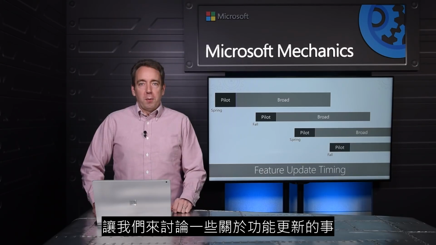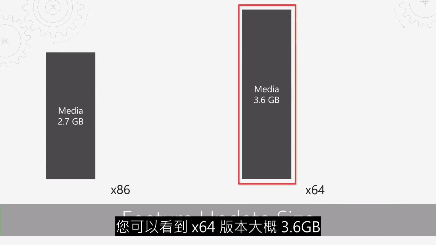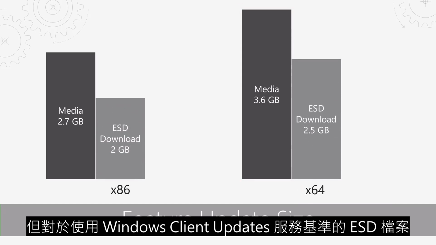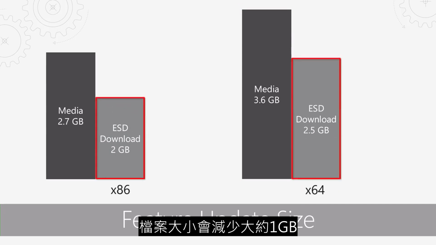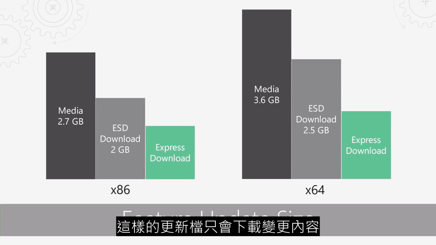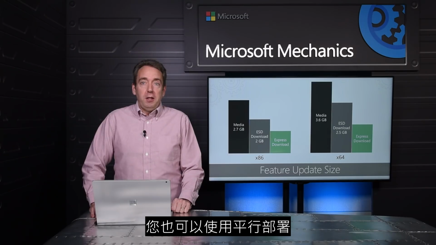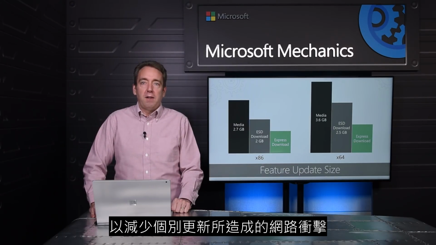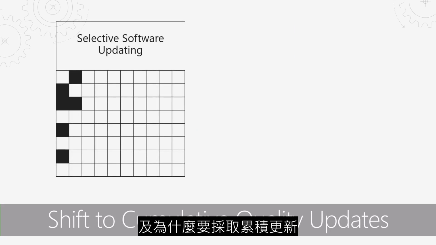So let's switch gears and talk a little bit about feature updates. If you look at the size of feature updates on media, you'll see that they're about 3.6 gigabytes for x64. With the servicing-based approach using ESD files for Windows client updates, the sizes are roughly a gigabyte less. Starting with Windows 10 1709, we'll reduce the download sizes by around another 35% using Express feature updates, which will download only the files that have changed. Additionally, you can use peer-to-peer services like delivery optimization or branch cache to reduce the network impact of the distribution of updates.